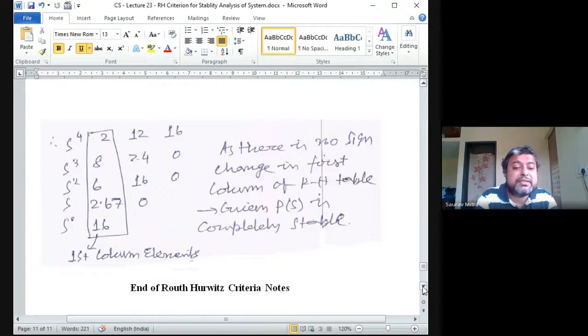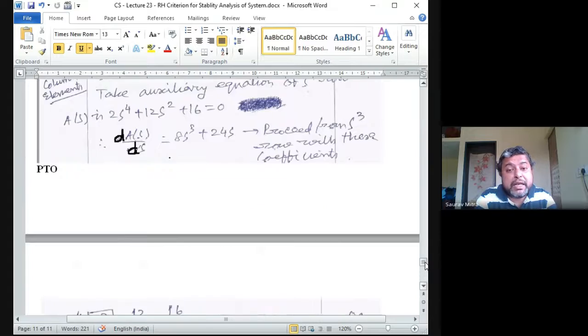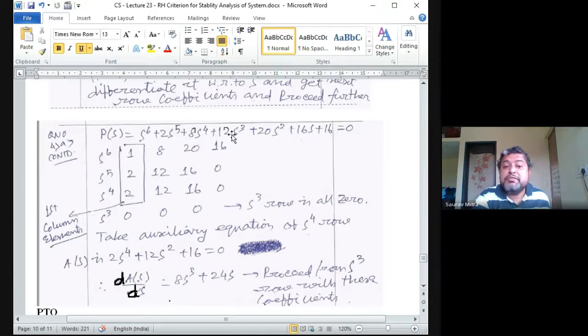What is P(s)? P(s) is nothing but the given polynomial. And what is this given polynomial? This given polynomial is nothing but the characteristic equation of a closed loop transfer function. So by this method, we are trying to find out whether a closed loop transfer function has poles in the left hand side or in the right hand side. So after this RH criterion, in the second special case, we are finding that there is no sign change in the first column. That means all the roots are lying in the left hand side of the s plane. That means the whole system is perfectly stable.